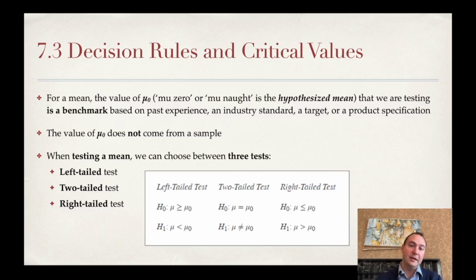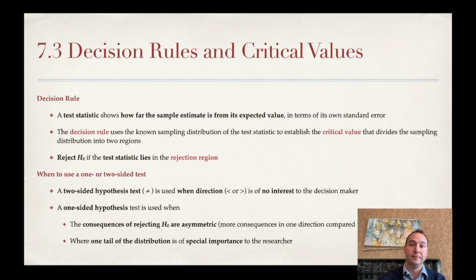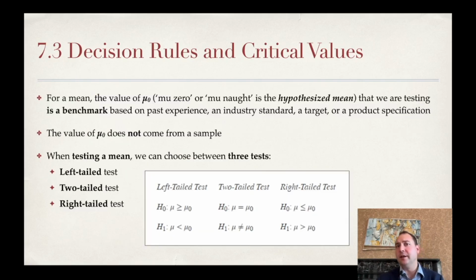When testing a mean, we can choose between 3 different tests. A left-tailed test if we're interested in one side of the distribution, a right-tailed test if we're interested in the other side of the distribution, and a two-tailed test, meaning we are interested in just are we correct or not. It doesn't matter which direction we're correct or not in. We will discuss these a little bit more when we deal with some real examples.